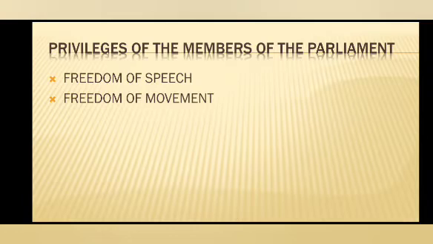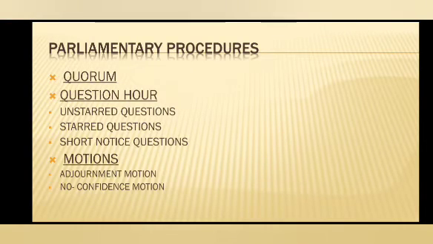Privileges of the members of the Parliament. Freedom of speech. The members of the Parliament have the freedom to speak out their views within as well as out of the Parliament. They have also the right to get their views published in the press. Freedom of movement. The members of the Parliament have a special freedom of movement during the session of the Parliament. Parliamentary procedures. Parliamentary procedures are the formalities which the legislatures have to observe in the course of their functions.